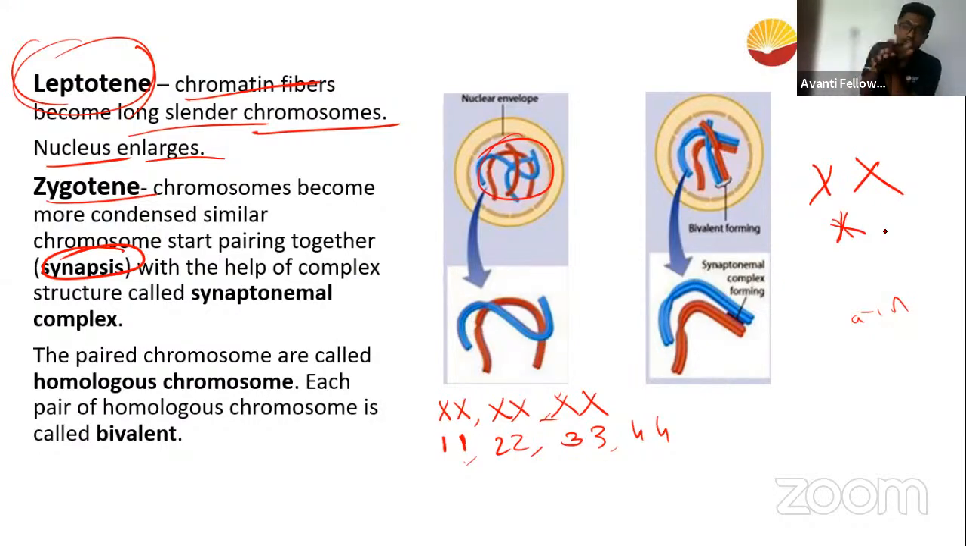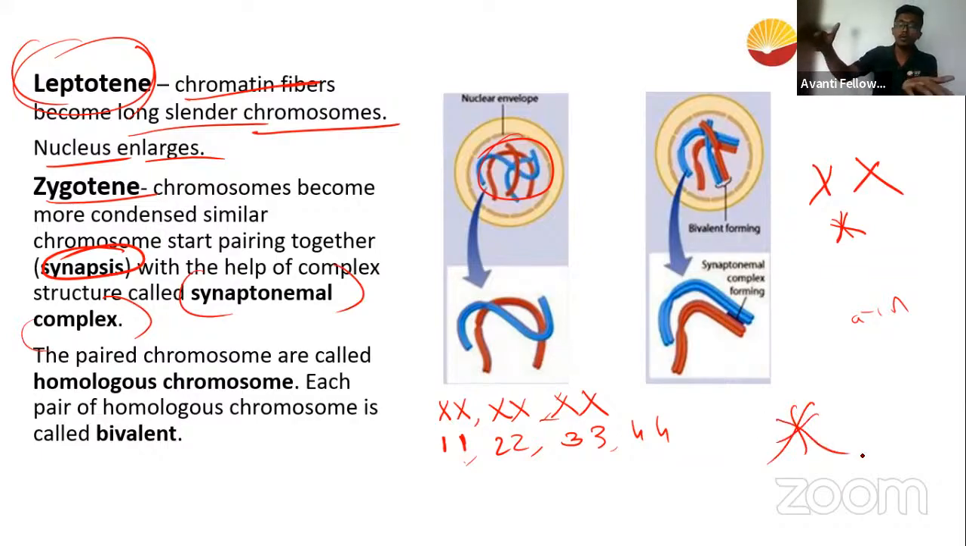Once they come over each other, they form a physical connection. Okay, they attach to each other physically. So that is called a synaptonemal complex. A complex means what? A structure that cannot be defined as to what it is. But what is happening here? The two structures involved are called a homologous pair of chromosomes.